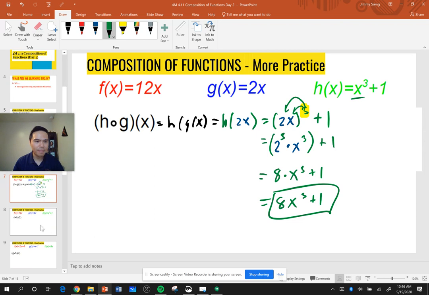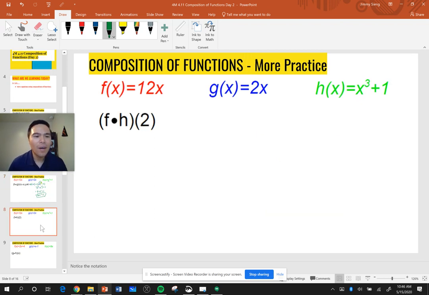Feel good about that? These are a lot easier. Ooh, how about this one? What's going on here? If you said there's a dot, a filled-in dot right there, that means multiply.